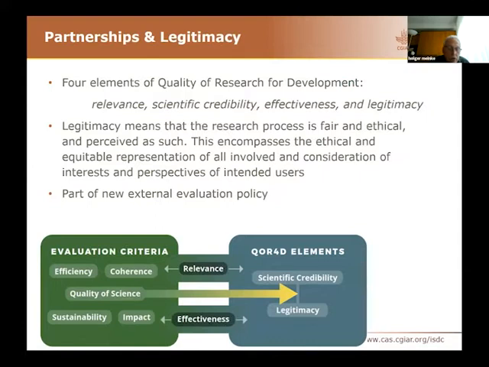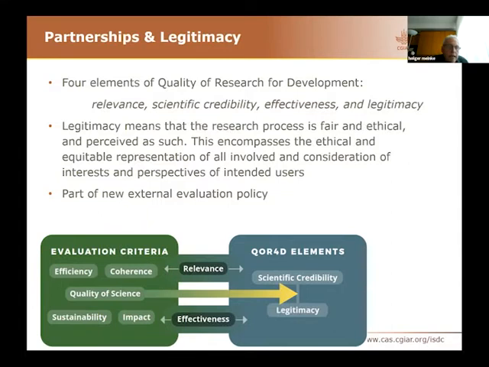I want to conclude by bringing that discussion back to the quality of research for development, which was touched on a little bit earlier today already. And a few years ago, the ISDC actually developed a quality of research for development framework that has four different lenses, and they are relevance, scientific credibility, effectiveness, and legitimacy. And we are now in the process of linking those QR4D elements with evaluation criteria.